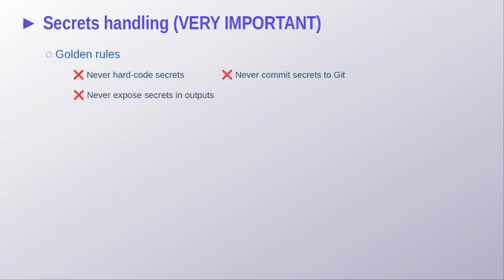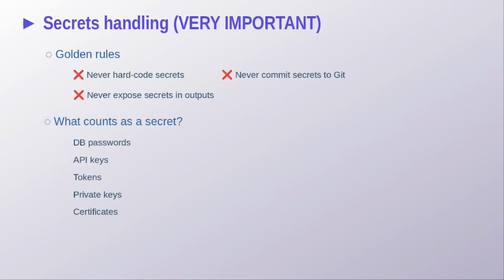Secret handling. This is where most Terraform disasters happen. Golden rule. Please remember this rule: never hardcode secrets, never commit secrets to Git, never expose secrets in output. If you practice this, Terraform will eventually reach your secrets safely. What counts as a secret? Secrets include database passwords, API keys, tokens, private keys, and certificates. If losing it hurts your business, it's a secret.